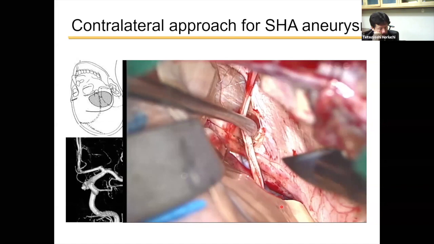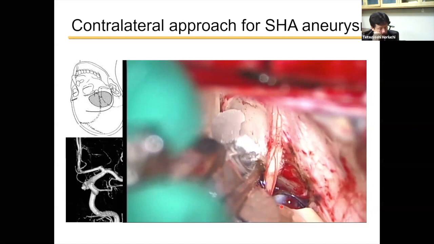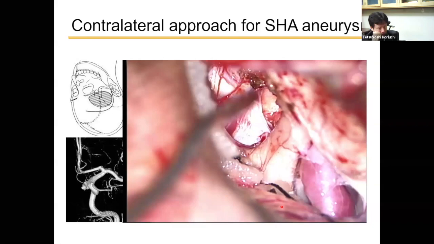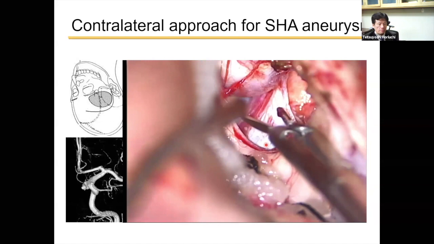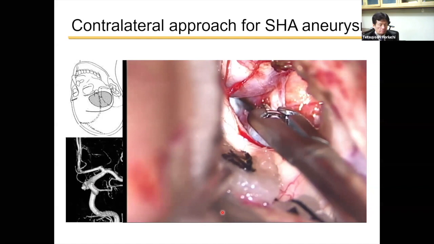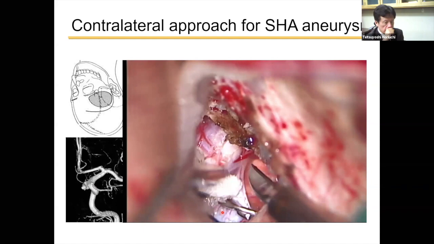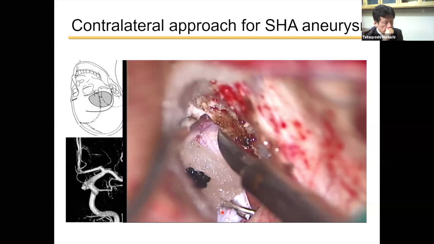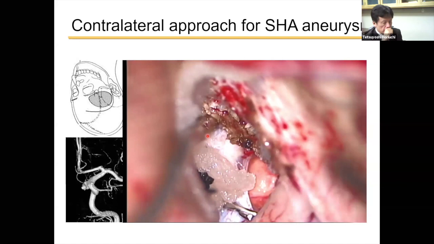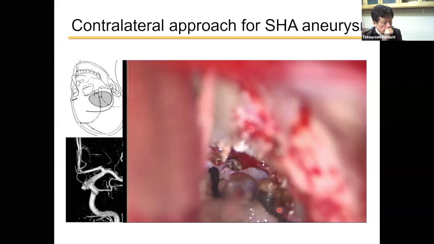The dura around the planum sphenoidale and tuberculum sellae is partially removed. And this is the superior hypophyseal artery. It is occluded with a microclip and dissection is proceeding. And this is the aneurysm. The aneurysm is dissected from surrounding structures.